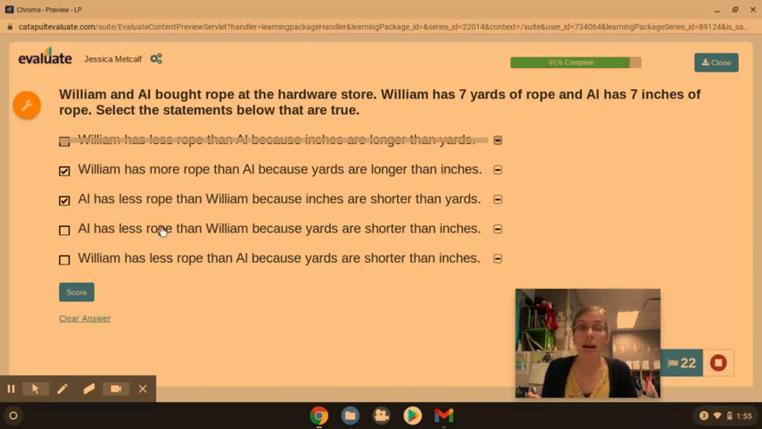That's right. Al has less rope than William because yards are shorter than inches. That's not right. Yards are bigger than inches. And William has less rope than Al because yards are shorter than inches. We know that's not right. So those second 2 are right.